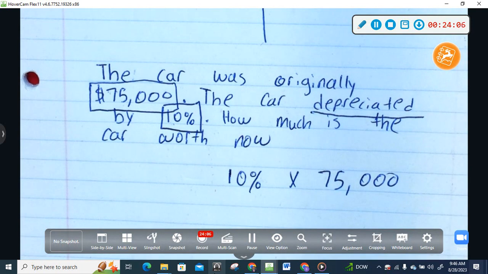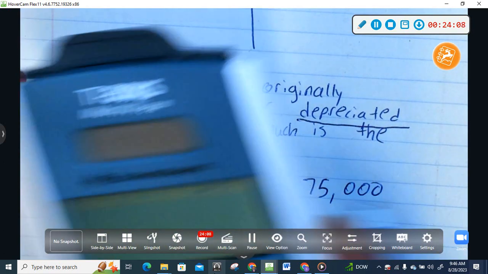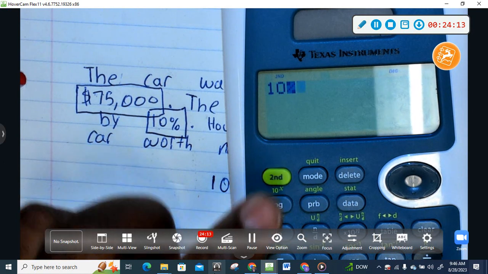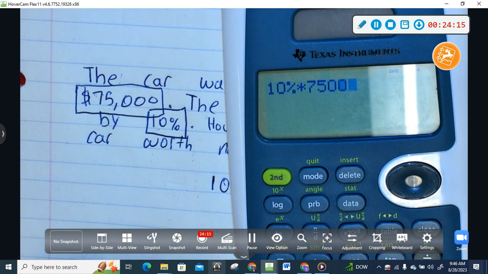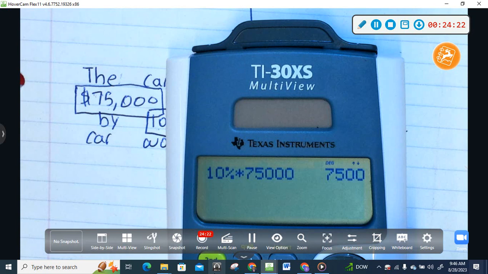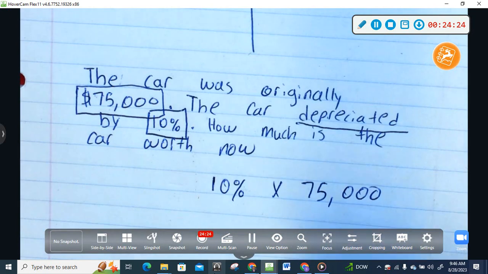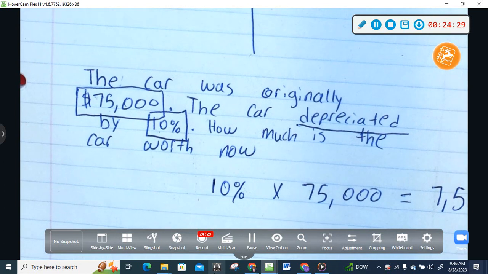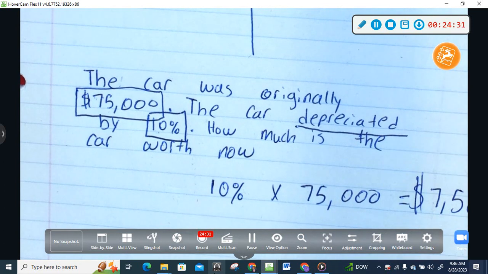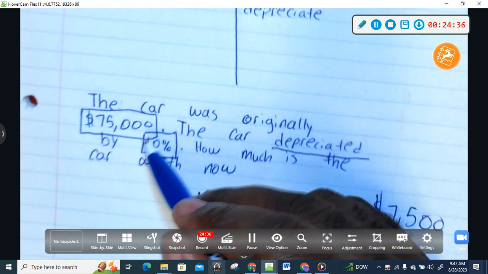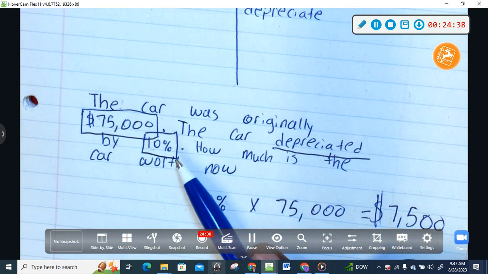So I should have did this in the calculator. I'm just gonna do it up here. 10% times 75,000. And yes, like Brandon said, 7,500. Why not do that from the beginning, though? So that equals $7,500. Now, my problem is not done. Don't get it confused. All I did was find out what was 10% of 75,000.